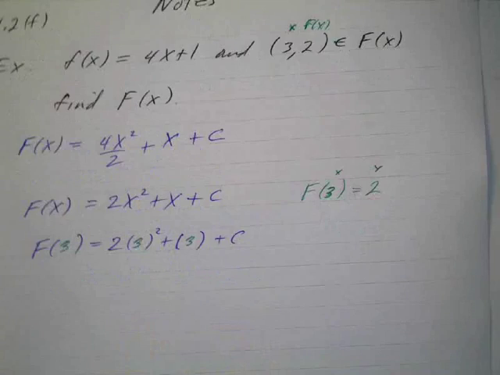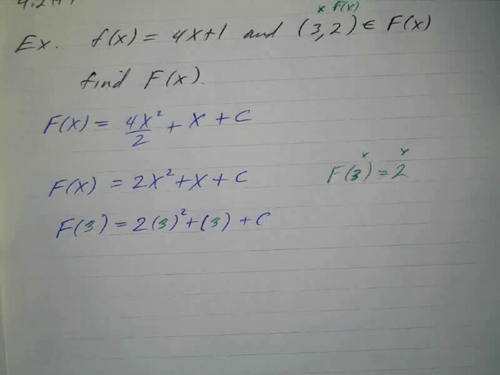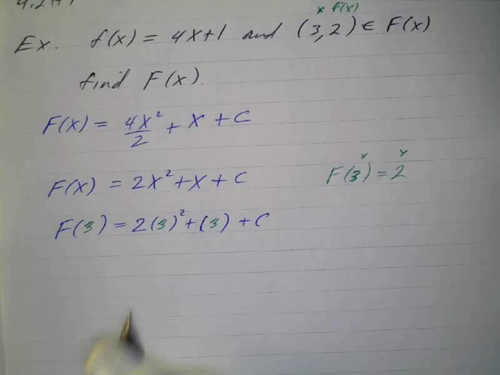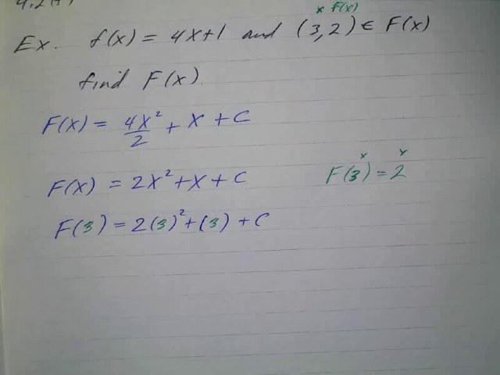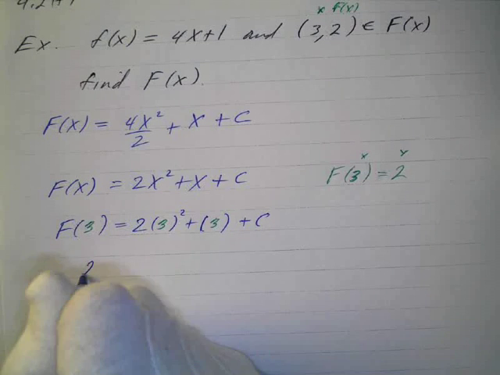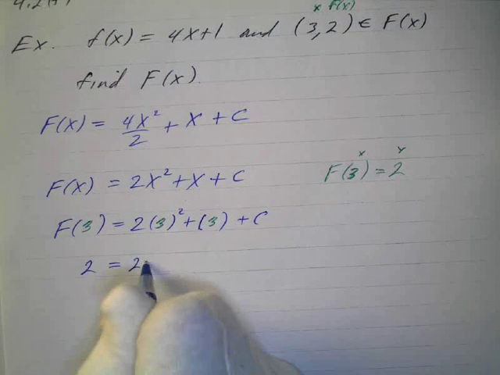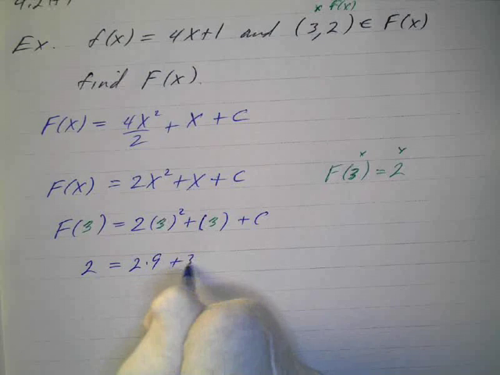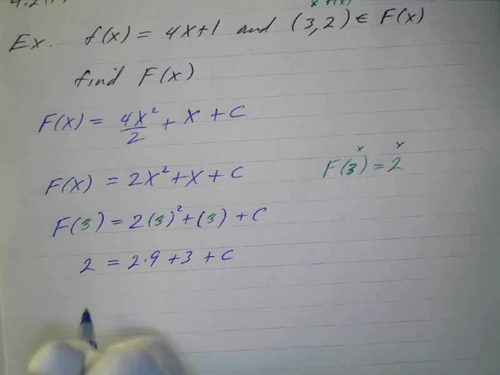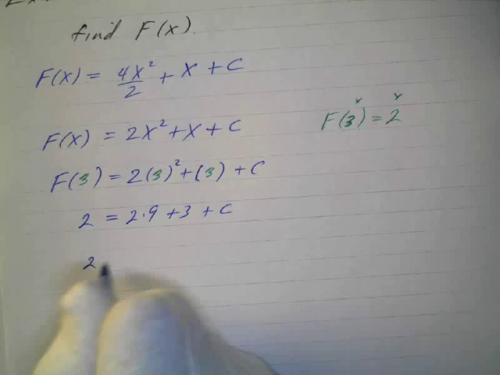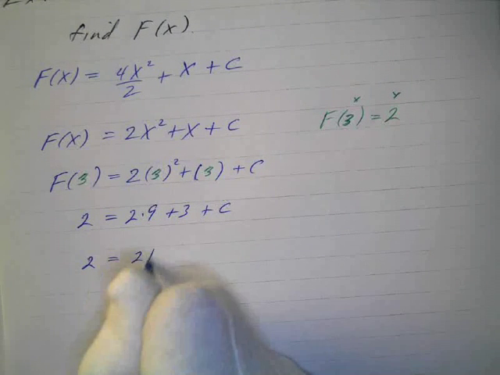All right. So we find a particular solution. And what's f of 3? Well, f of 3 is 2, so I can put a 2 here. And that's going to equal 3 squared is 9, so 2 times 9 plus 3 plus c. So 2 equals 18 plus 3 is 21 plus c.